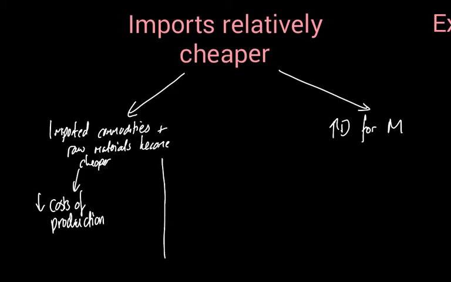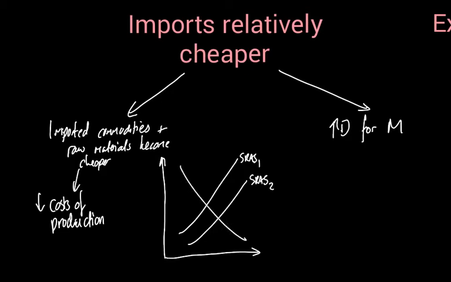So if I have a reduction in my costs of production, what that means is that I'm actually going to see my short-run aggregate supply curve shift to the right like this. And then if I put on my AD as well, and then real national output.